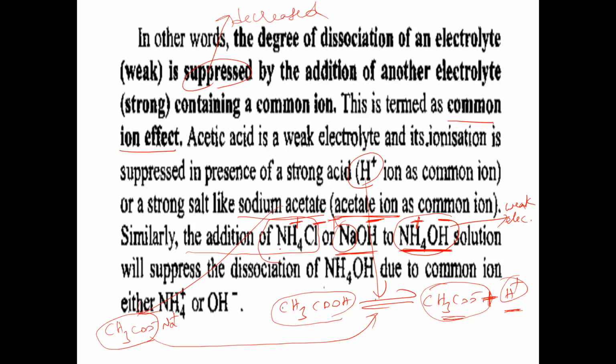If you add NH4Cl, what is the common ion? NH4 plus is the common ion. If you add NaOH, what will be the common ion? OH minus will be the common ion. If you add either OH minus or NH4 plus, what happens? The degree of dissociation of NH4OH will be decreased due to the common ion effect. NH4OH will dissociate into NH4 plus and OH minus. If you add NH4 plus ion or OH minus ion, the backward direction will take place.